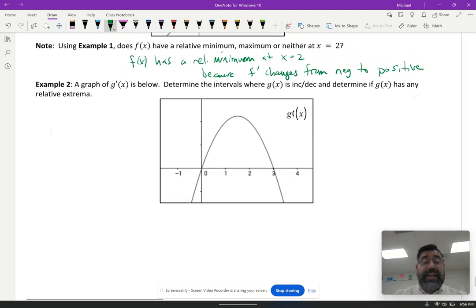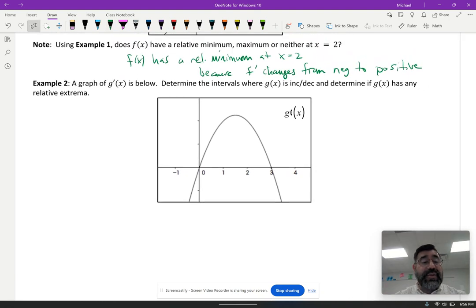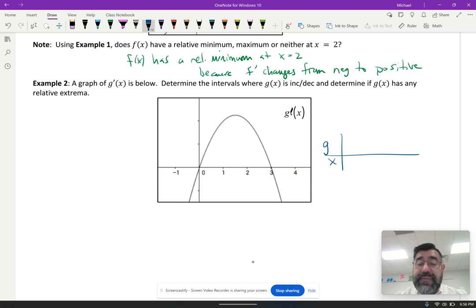We'll do one more, and then we'll come back and do some more examples. A graph of g prime. Again, I think there's a typo here. So g prime. Determine the intervals where g of x is increasing, decreasing, and determine if g of x has any relative extrema. If you want to organize your information, you can. You don't have to do this. But again, for some people, it helps to organize the information.